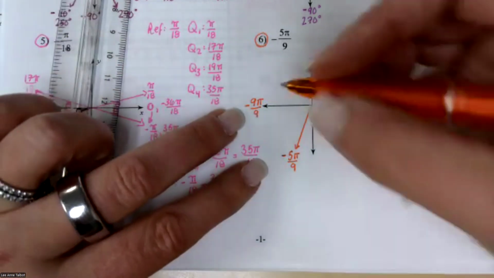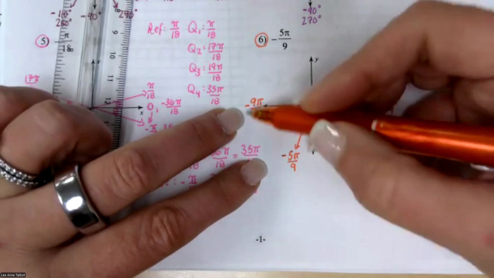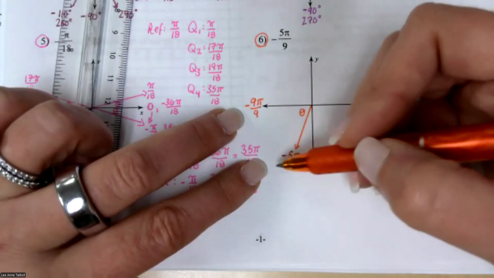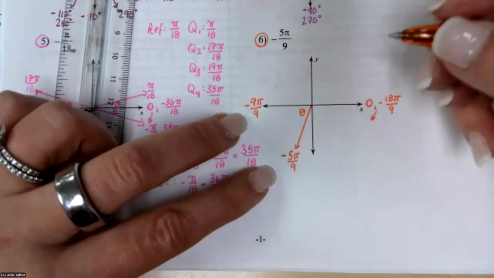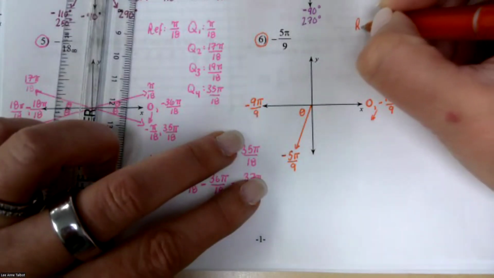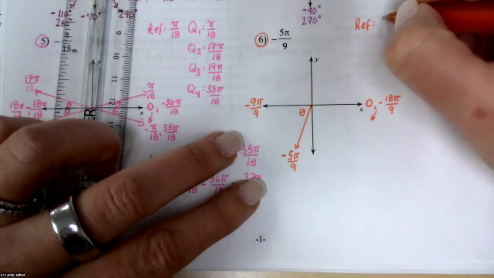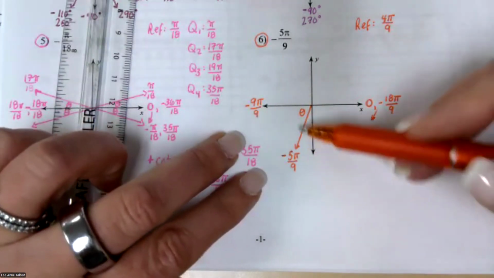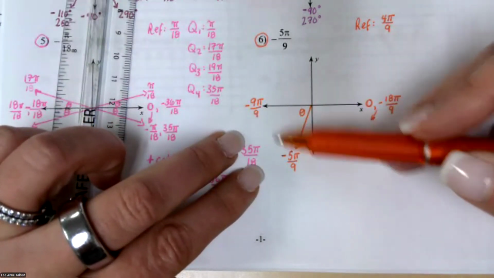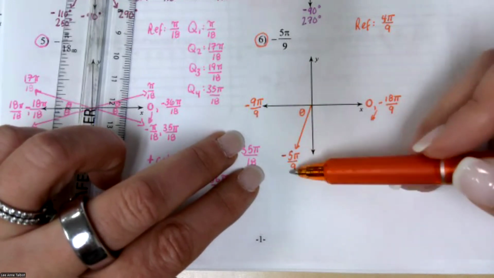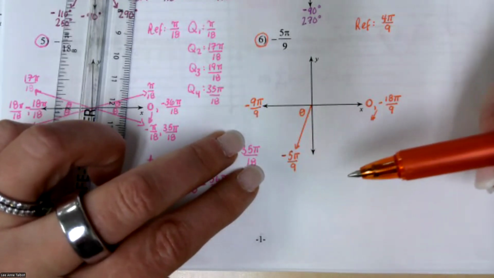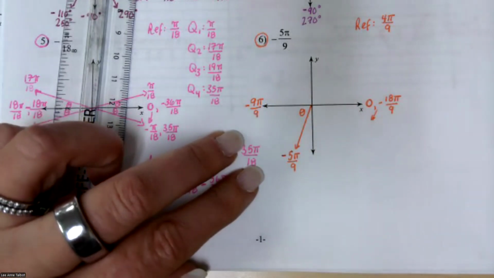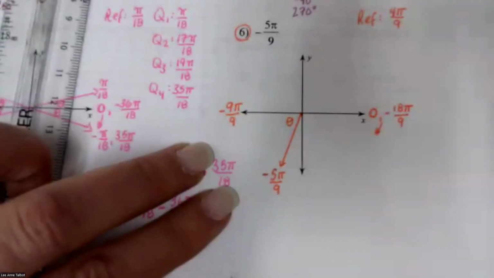And to find the reference angle, we have to find the difference between these two, which is 4 pi over 9. Can you guys tell that there's 4 pi over 9 in between those two? Yes, we can tell, Mrs. Talbot? Great. Okay.